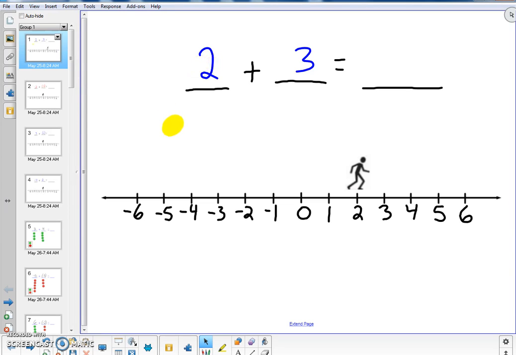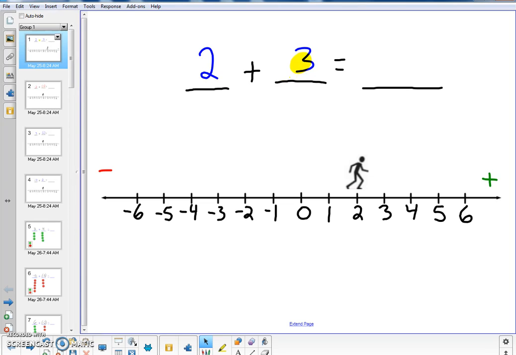Now, the guy is facing to the right. He's facing to the right because the right is the positive direction. Left is the negative direction. This is an addition problem, so that's why the guy is facing the positive direction. When we're adding, he's always going to face the positive way. So we're going to start on 2. It's an addition problem, so he's facing to the right.